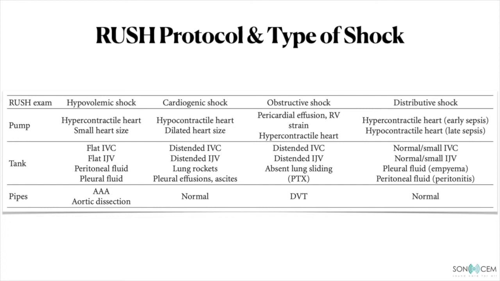Distributive shock is a bit unique. In sepsis, the heart may appear contracting vigorously and hyperdynamic as it contracts against a very low resistance in the early stage. However, in the later stage, with the presence of septic myocardium, the LV and RV may be affected. The IVC and IJV may appear small or normal. And you may find the source of infection, for example, pleural fluid in the case of empyema, peritoneal fluid in the case of peritonitis.